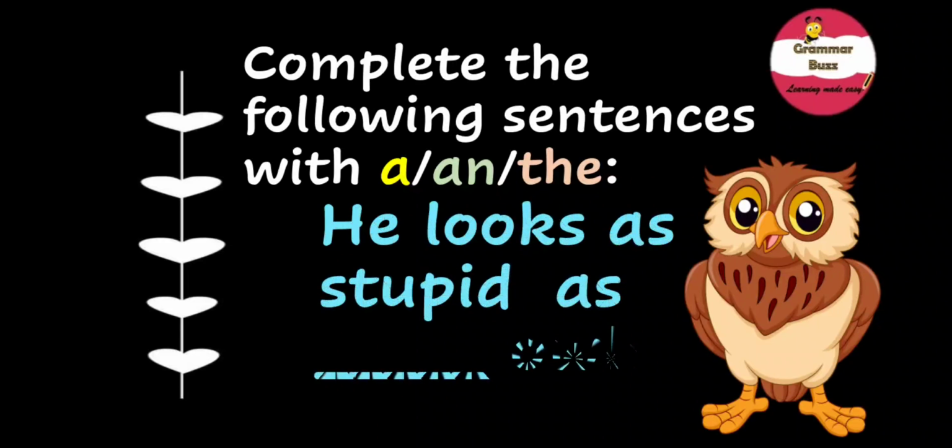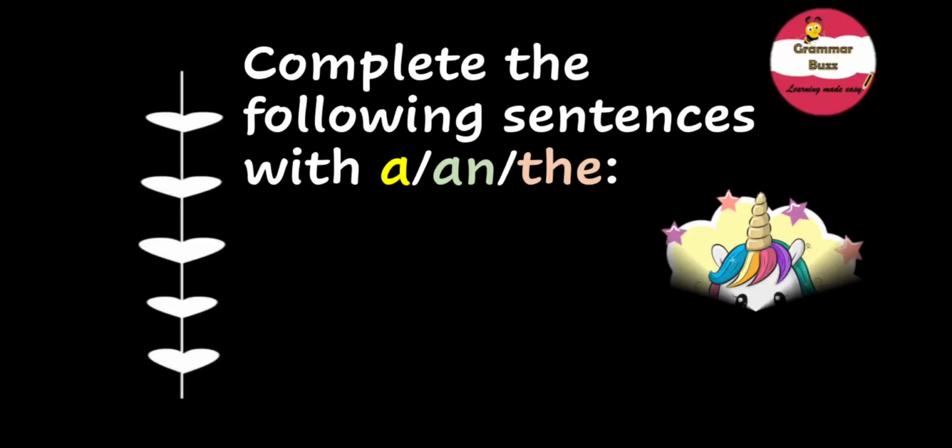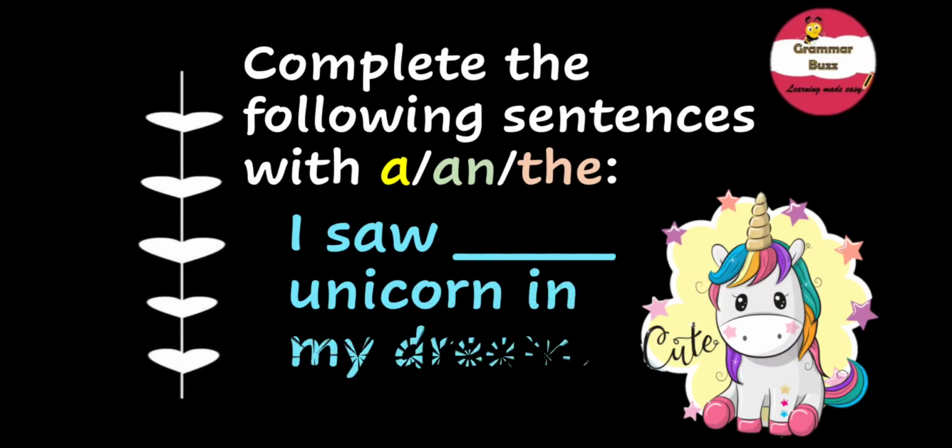This is the next one for you. He looks as stupid as dash owl. What article could we use here? Have you spotted that? I think you have already, and you are absolutely right. It is an owl. He looks as stupid as an owl. Good job.